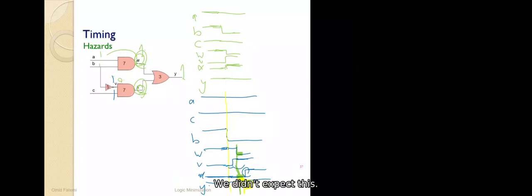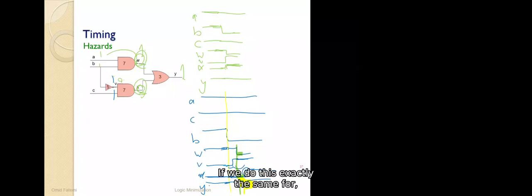We didn't expect this. Y should stay 1 at all times because all of our inputs are 1. When all of our inputs, regardless of select, which is B, are 1, it should be 1, but it is not. So this is a hazard. Hazard happened. Something that we didn't expect happened. A glitch happened. There is a glitch here. It became 0 and then it becomes 1 again. It returns to 1 again. In this case, it is about 5 nanoseconds that it is 0, and then it becomes 1 again.